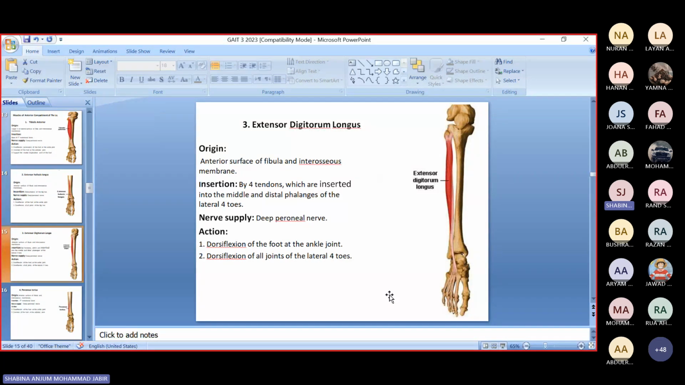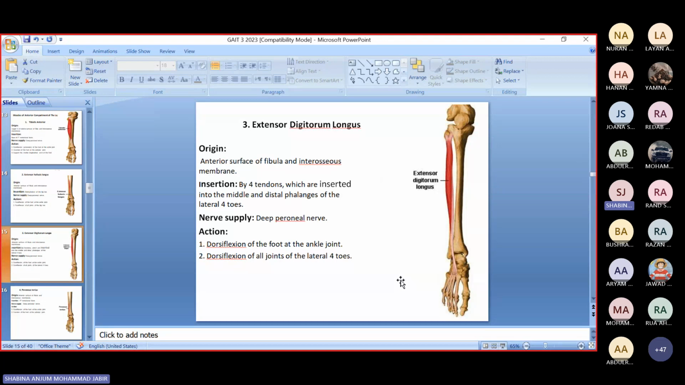What is the action? Obviously it is also going to do dorsiflexion of the foot at the ankle joint, plus all the small joints here. You can see they will all be dorsiflexed by the extensor digitorum longus.